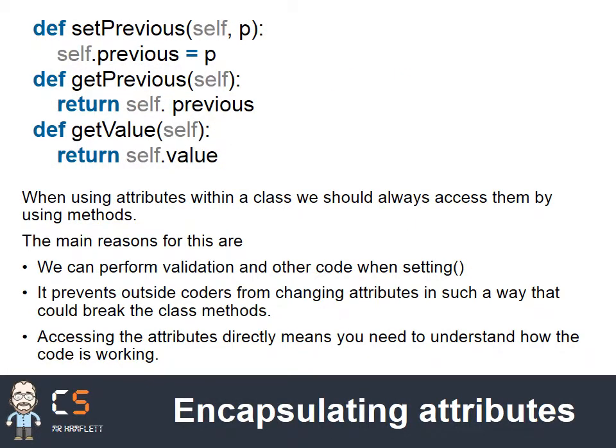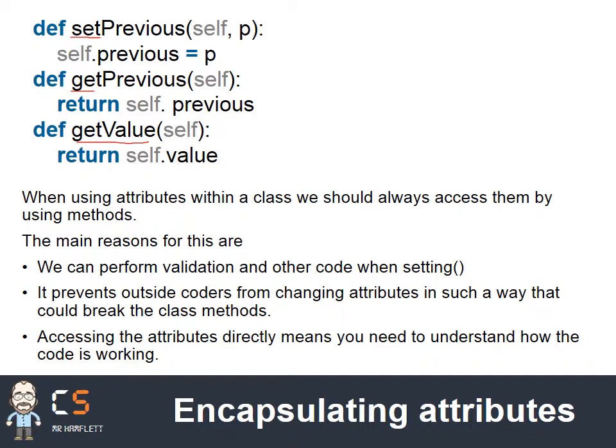Now, encapsulating attributes is really important. We don't want the outside world having access to attributes of a class, because if they did, they might mess around with it in a way that's not expected. So we tend to have these setters and getters, as they're called. Okay, so set previous and get previous. So in the node class in the stack, we had a previous attribute, which basically points to the next item in the stack. And we also have a value which we want to get from the stack.